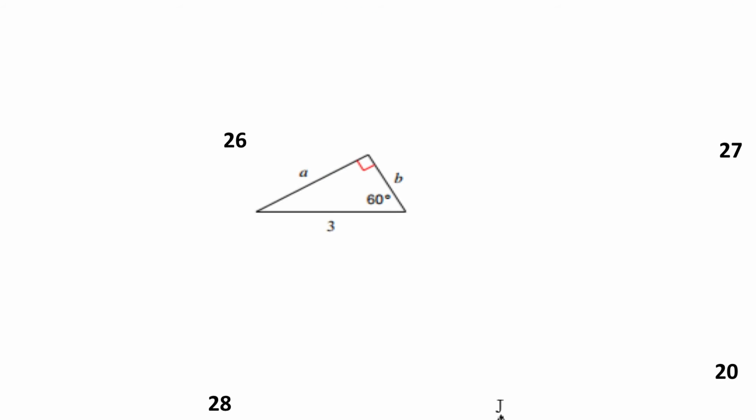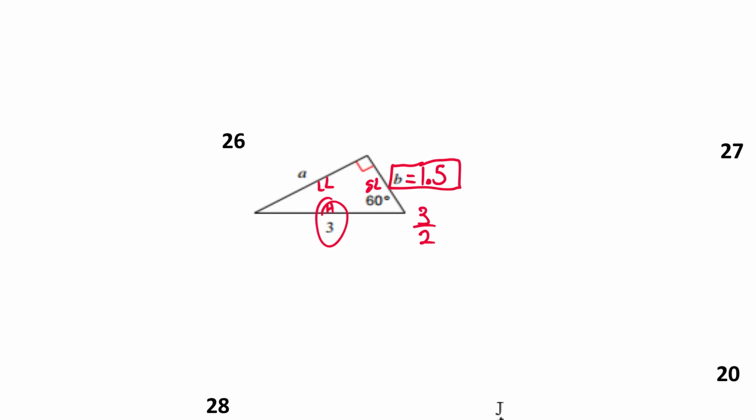Okay, next two are 30, 60, 90s. So we have the hypotenuse, the short leg, and the long leg. On this one, we're starting from the hypotenuse. So how do I get from the hypotenuse back to the short leg? Divide by 2. So 3 divided by 2 is 1.5. And now from the short leg to the long leg, we multiply by the square root of 3. So 1.5 times the square root of 3 gives you 2.6. Yep.